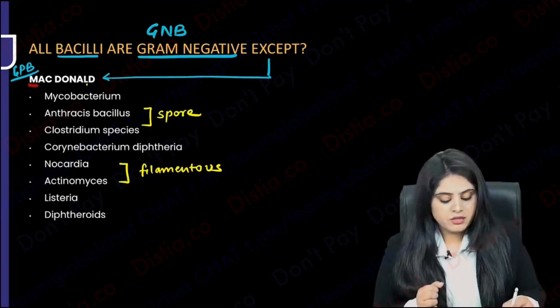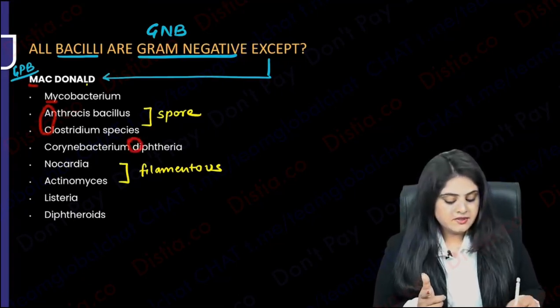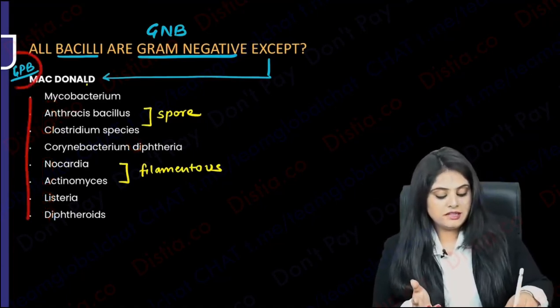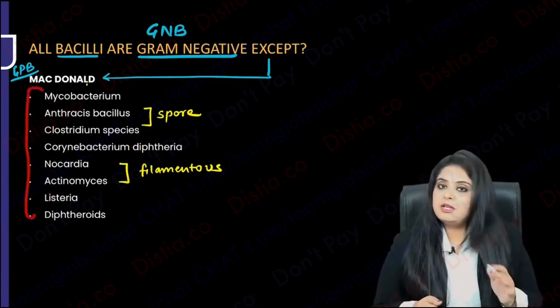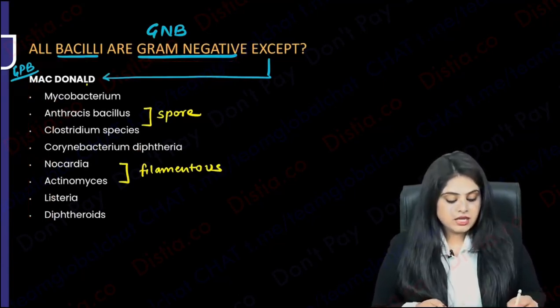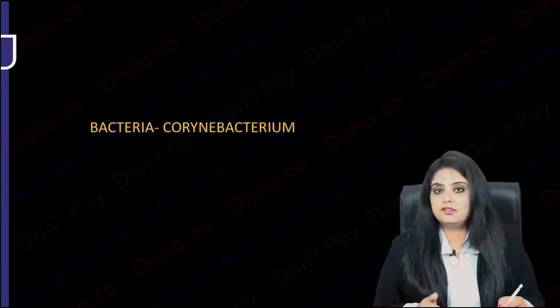So M for Mycobacterium, A and C together are going to be the spore forming, that is anthrax and Clostridium. D and D we will take together, diphtheria and diphtheroids. Then Nocardia and Actinomyces, the filamentous ones. And L for Listeria. All of these, McDonald's, is gram-positive. Actually, in the bacilli, I'm starting first with the family of McDonald's and then I'll go on to the others, right? So let us begin our story and talk about the diphtheria and the diphtheroids first, and that is the chapter that we are going to start with.